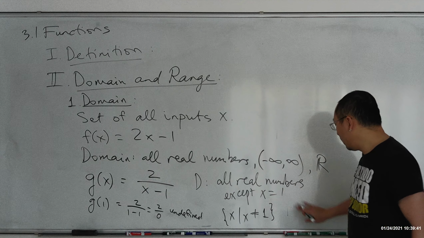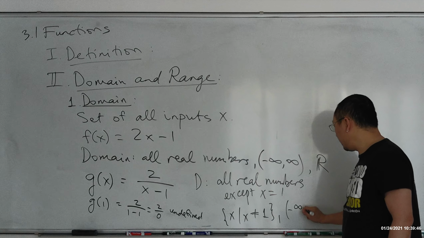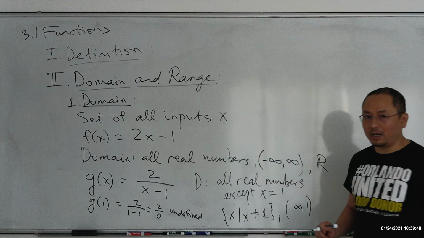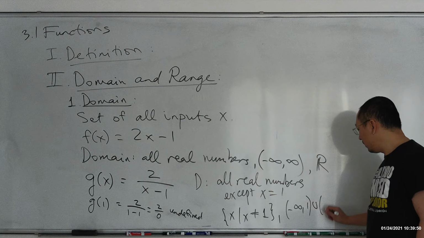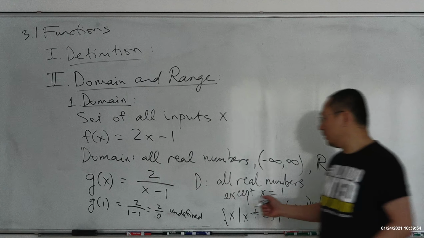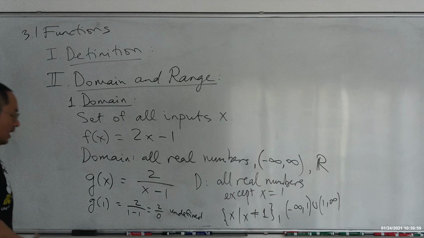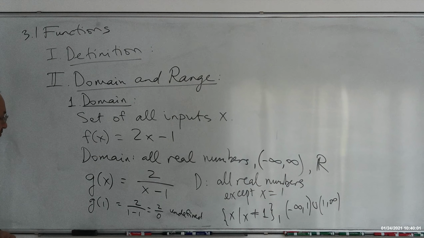Or you can use interval notation. You can write it this way: anything from negative infinity up to 1, but not including 1, and then union from 1 to infinity. Okay? Many ways to write the domain. You don't have to write all of them when you get to your exercise. It's just one of those ways. And I think you can see them all in the homework. Either one of those three.